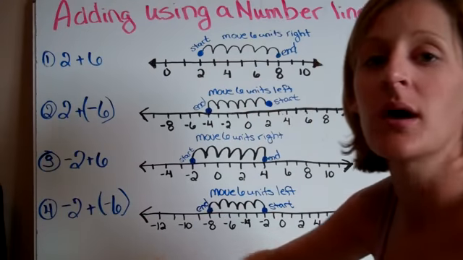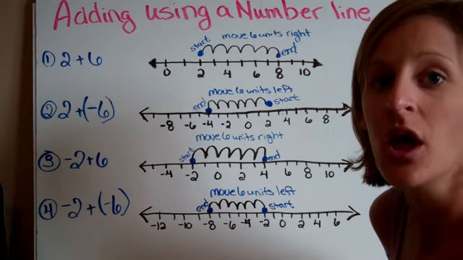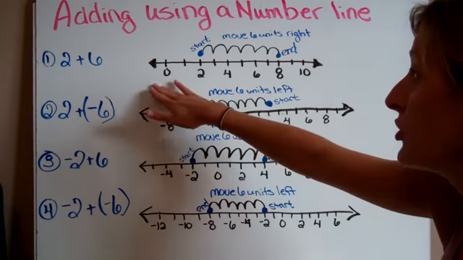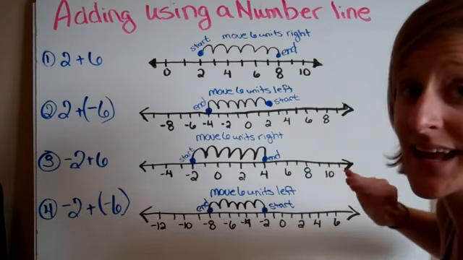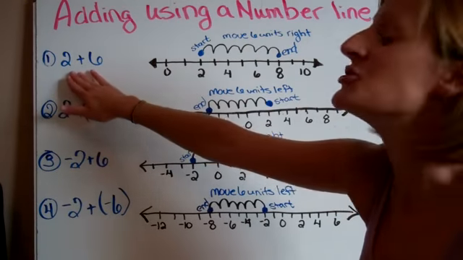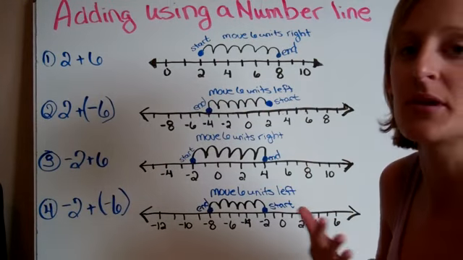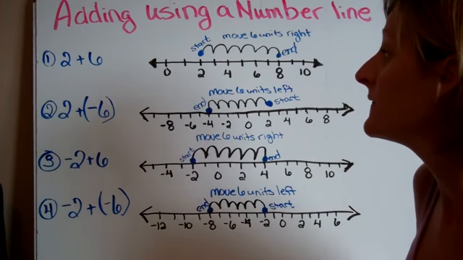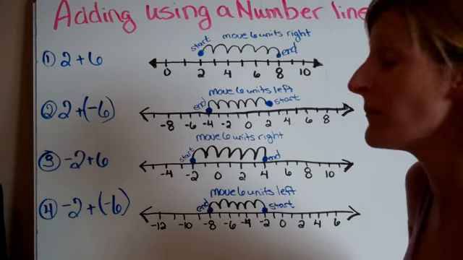Now when we're adding real numbers, there are different ways we can do it. The first way I'm going to show you is using a number line. Remember, you can basically start a number line anywhere you want. It goes on and on forever. This first one, 2 plus 6. You guys have been adding just positive numbers for quite some time, so this is an easy example.